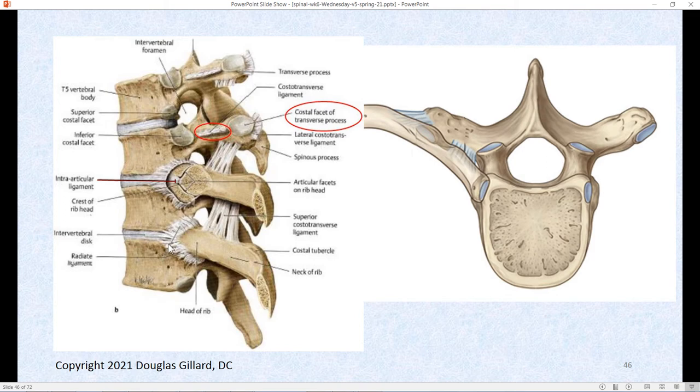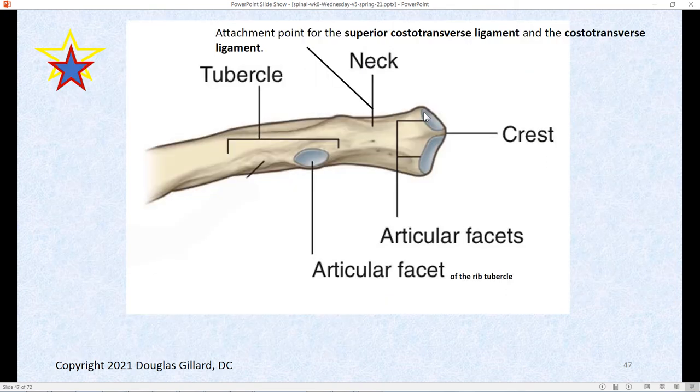Here's the radiate ligament we looked at yesterday. And if you cut that away, now we can see that interarticular ligament. That comes off the crest of the rib and goes right into the side of the disc. Here's an overhead view, and you can see the costal transverse ligament nicely from this view. This lateral one, what was the name of this one? Lateral costal transverse ligament.